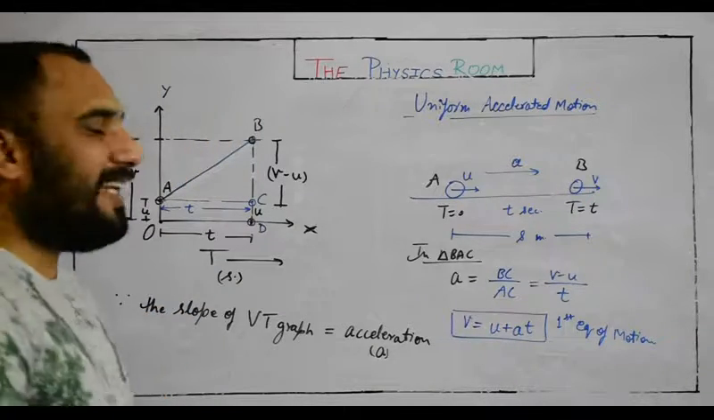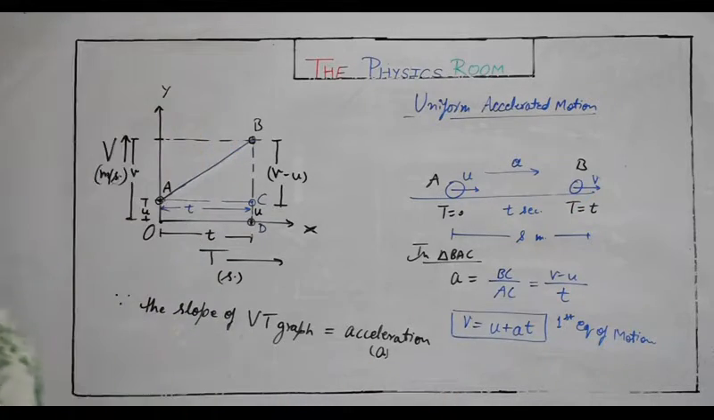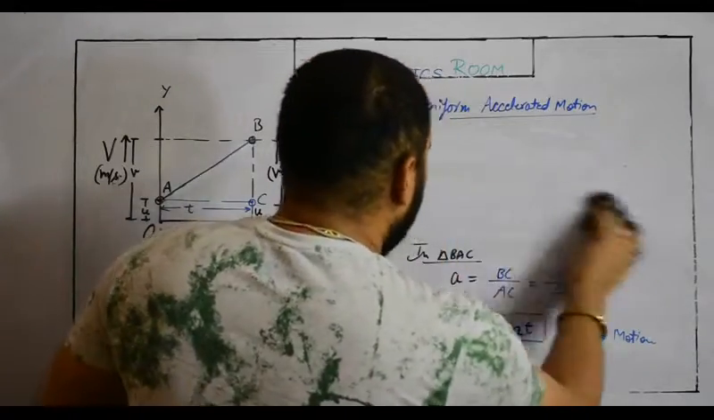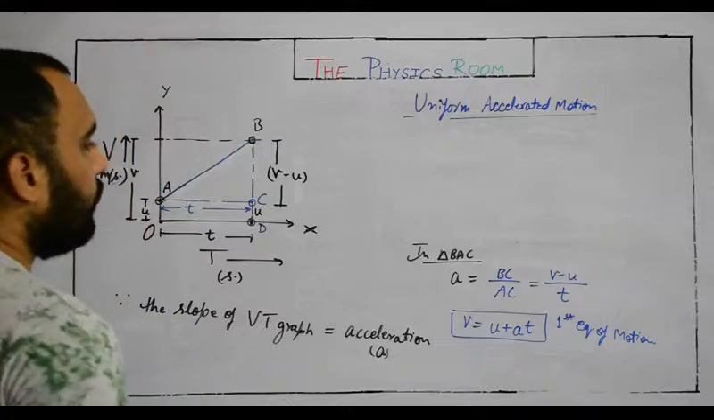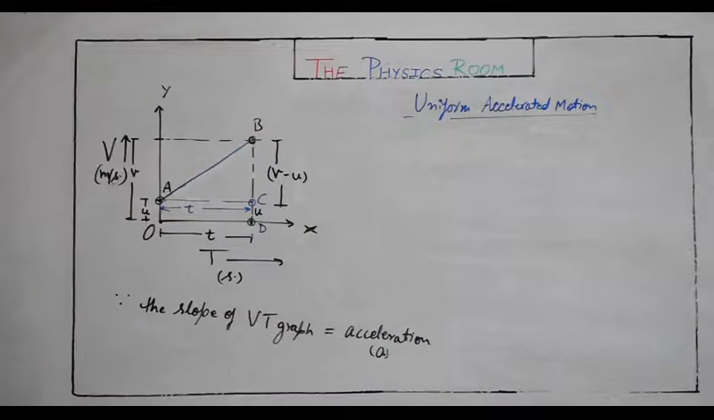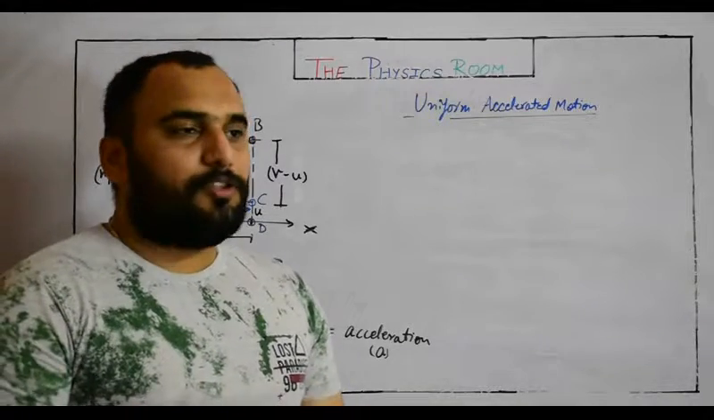Now we need to derive the second equation of motion, and if I talk about the second equation of motion, we have to discuss displacement. You may pause the video to copy the content also. So if we want to find the displacement, which relation in the VT graph provides a relation for displacement? So it is simple.